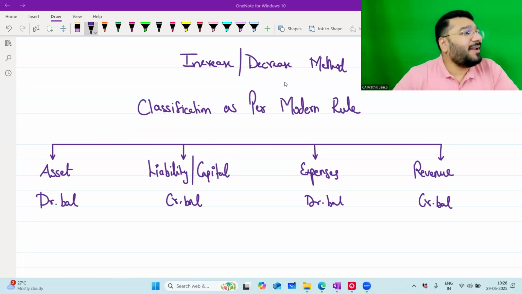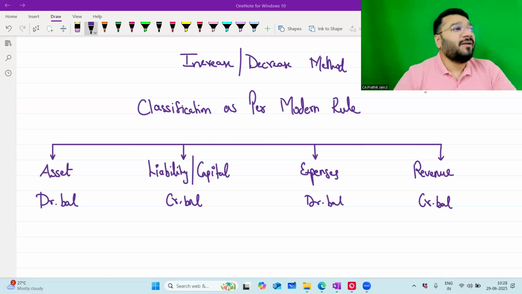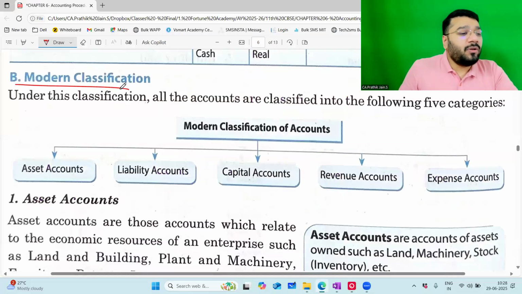So, guys, we're doing this chapter called Rules of Debit and Credit. In the last class, we completed the discussion on the Golden Rule, also called the Traditional Approach. Today, we'll move forward to the next new rule, which is called the Modern Rule, modern classification, also called the American approach, also called the accounting equation approach.